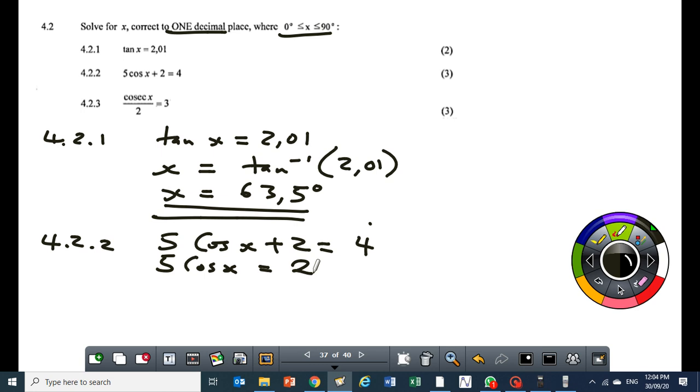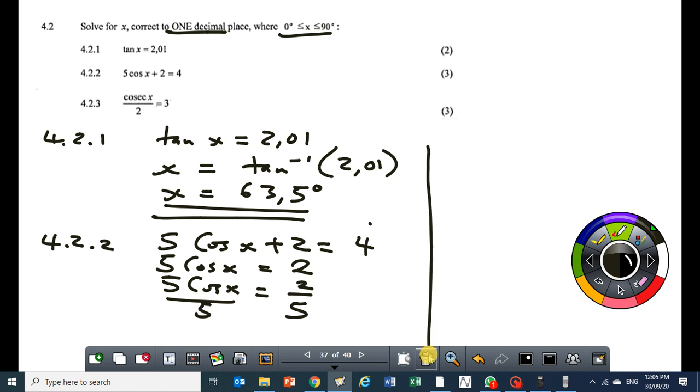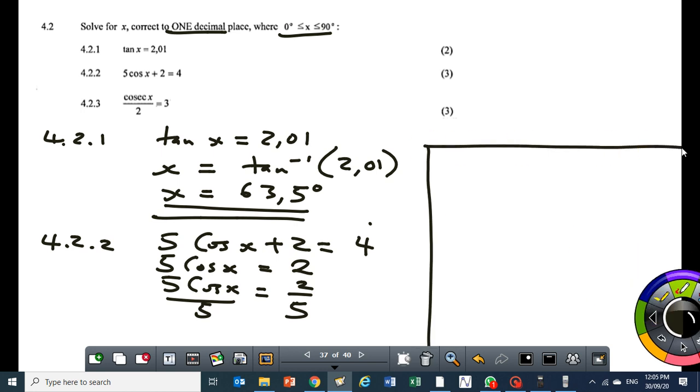Okay? If you listen to what I'm saying, when you get a question like this, you won't be scared. You'll be smiling. Because you know what to do. Then here, how do you isolate the cos x? You divide both sides by 5. So this becomes 5 cos x all over 5 is equal to 2 over 5. It's not difficult at all. Then you can see that these two cancel. So you'll be left with cos x equal to 2 over 5.